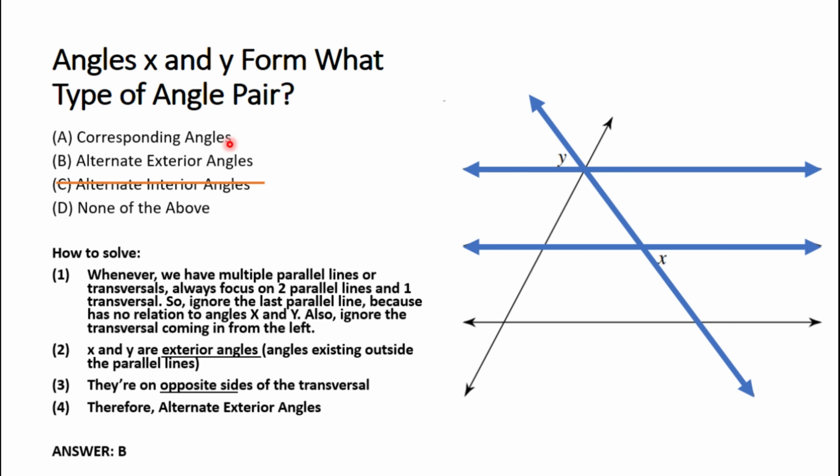And why is A not correct? It's because Y and X are not in the same position on the parallel lines. If X was over here, then they would be on the same side, or the same position, on each of the parallel lines, so they would be corresponding. That's only if X is over here. Alright?